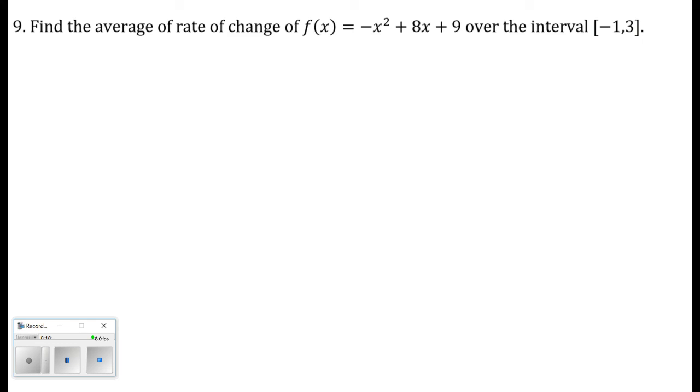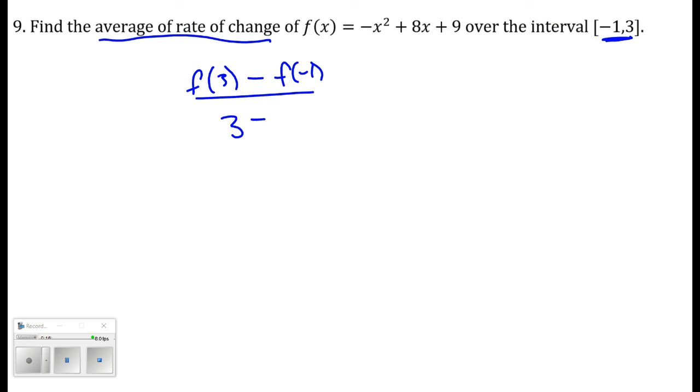Number 9, find the average rate of change of f of x over the interval negative 1 to 3. So the key thing here is average rate of change. Average rate of change is just a fancy word for slope. Find the slope over this interval for that function. Well, it's not a linear function, so it doesn't really have a slope, but we can still apply the idea. We'll find the y values for the points, f of 3 minus f of negative 1. We'll find the change in y over the change in x.